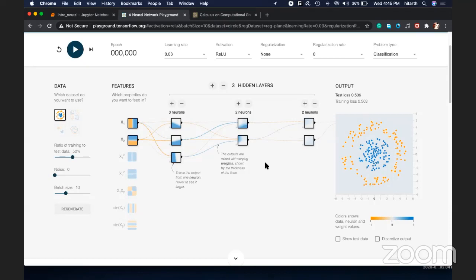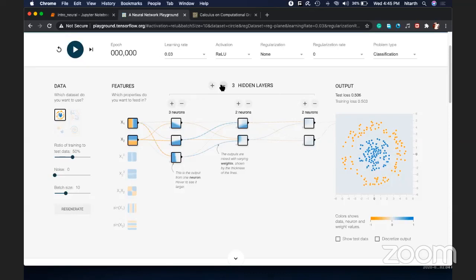So if the input is, let's say, 1, 0, 0, then that point has blue color. If there's a point here, I mean, let's assume there's a point here. Similarly, all the points which come here, they all have blue color. And all the points which are here, they all have orange color. So that is what our neural network should learn.